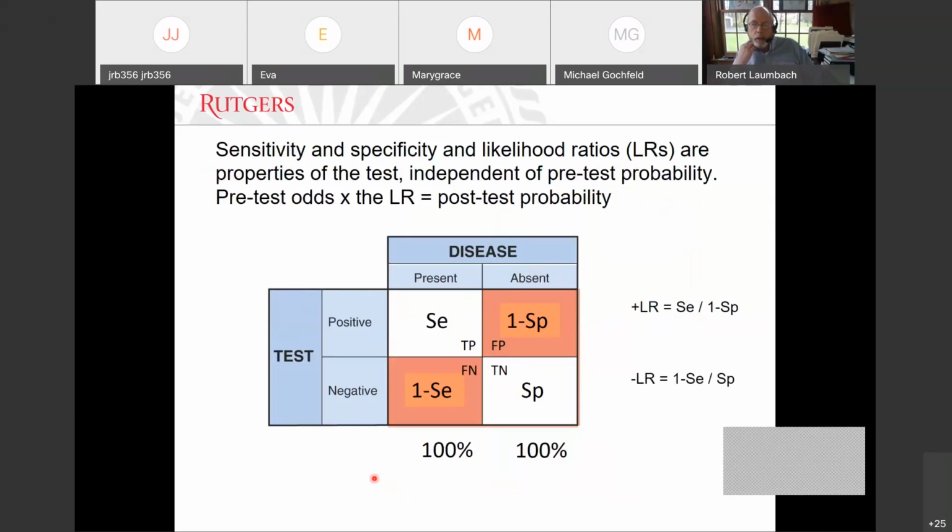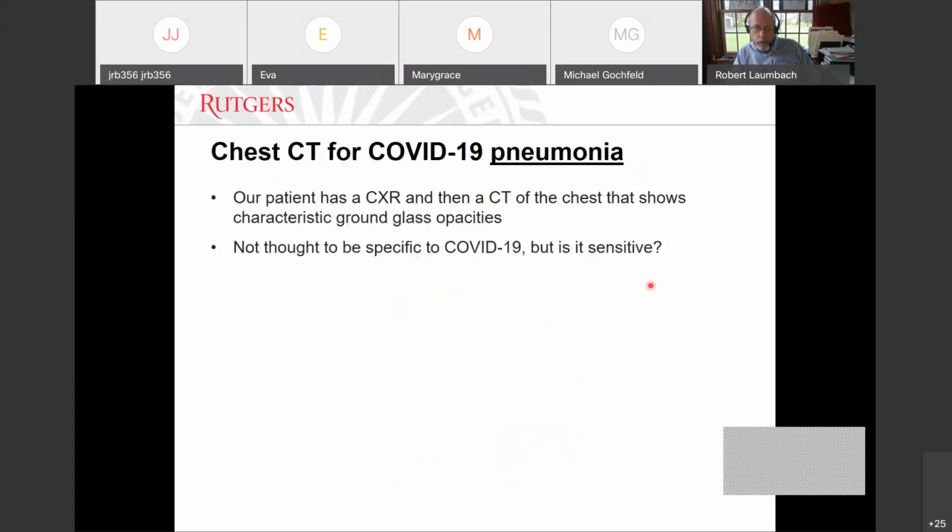But suffice it to say that these sensitivity, specificity, and likelihood ratios are properties of the test. So again, we're determining these when we test a diagnostic test, and then we can apply these values, especially likelihood ratios, to a pretest probability, which is independent of the test. Using likelihood ratios, we can multiply pretest odds by the likelihood ratio to get a post-test probability. We'll do that more formally some other time.